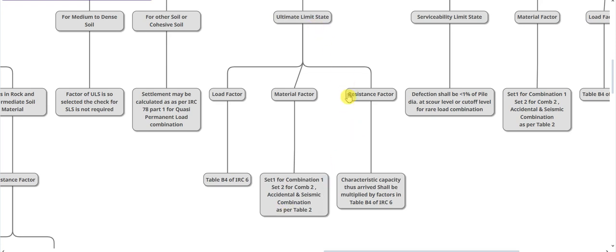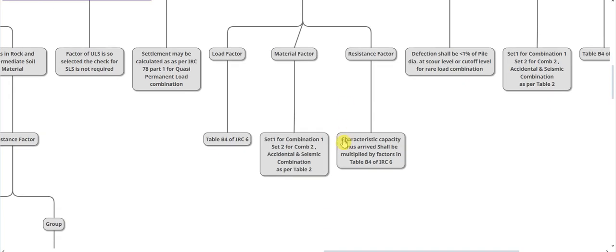The resistance factor: what does the code say? The characteristic capacity thus arrived, by any of the calculation methods, if we arrive at a capacity of pile under lateral loads, that is called the characteristic capacity, and this shall be multiplied by a factor given in Table B4 of IRC 6.